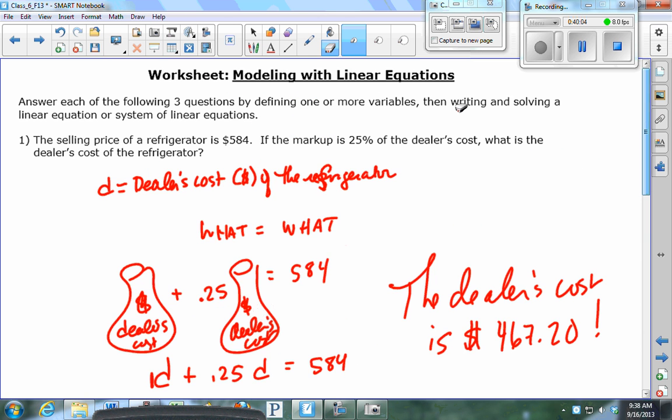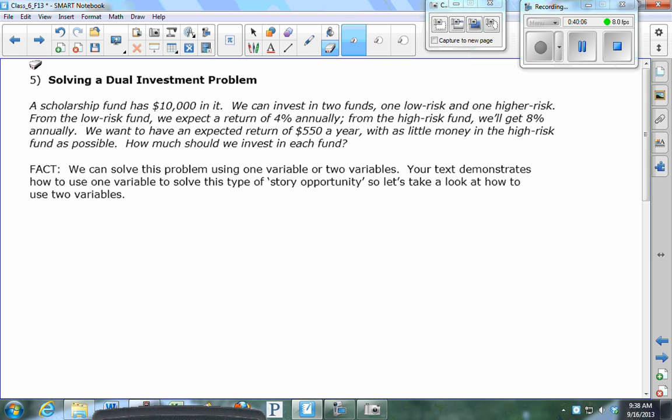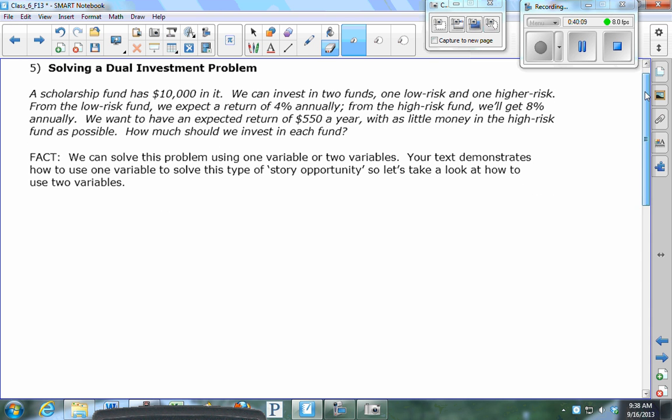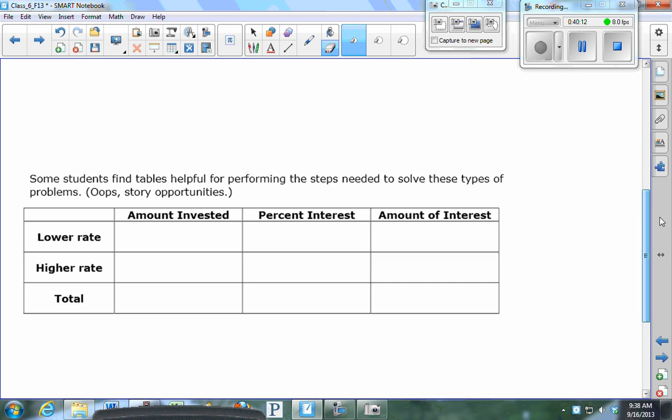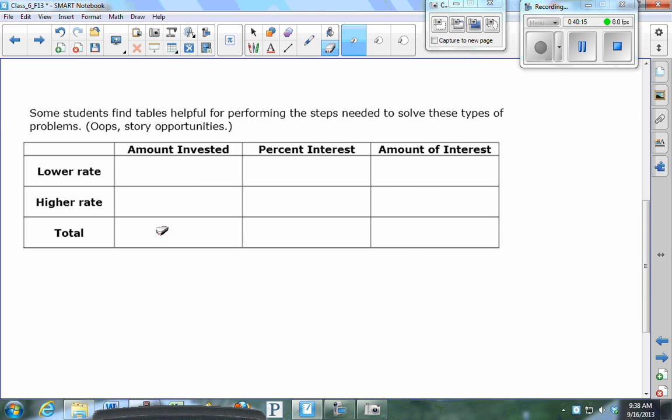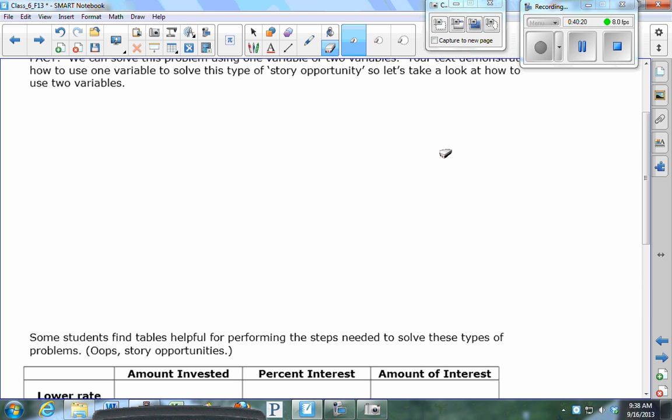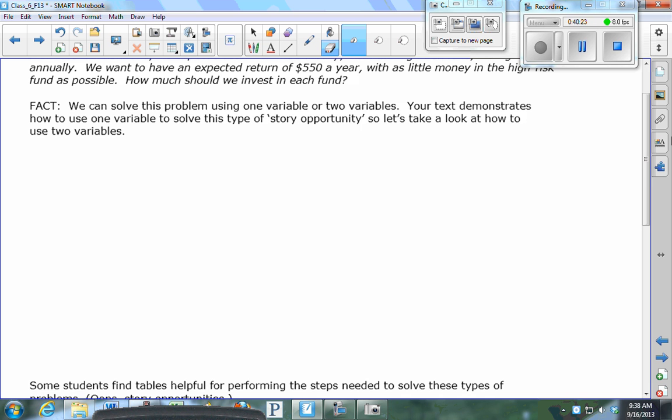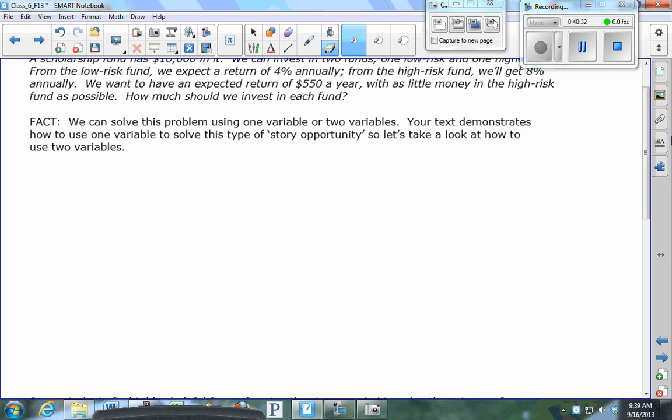Now, let's go back to the dual investment problem right here. Notice right below this problem, number 5, I have a table. A lot of students really like these tables for the story opportunities. And this is where Andrew's idea of using a second variable comes in. I really like using 2 variables here. Your book will show you how to do it with 1 variable. So when we started math, say 106 or 096, we would do these problems with 1 variable, and then we would end up doing them with 2. So let's do them with 2 variables. I think it's a lot easier.